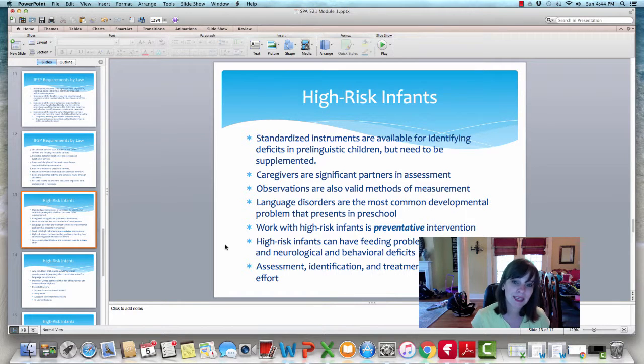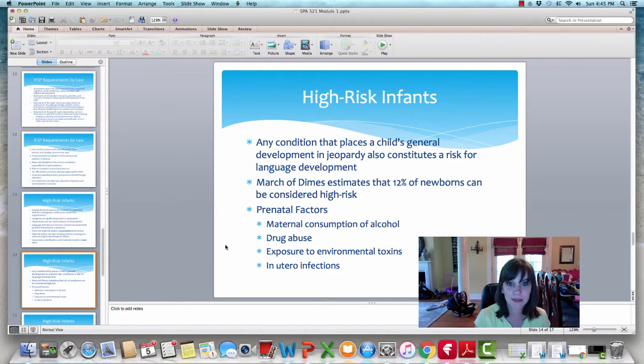So work with high-risk infants is preventative intervention. We're trying to prevent them from having that service later on. They can have feeding problems, they can have hearing loss, and they can have neurological and behavioral deficits that have been identified. This assessment, identification, and treatment must be a team effort, including the parents. It's very critical that we include the parents or caregiver of that child within this assessment process.